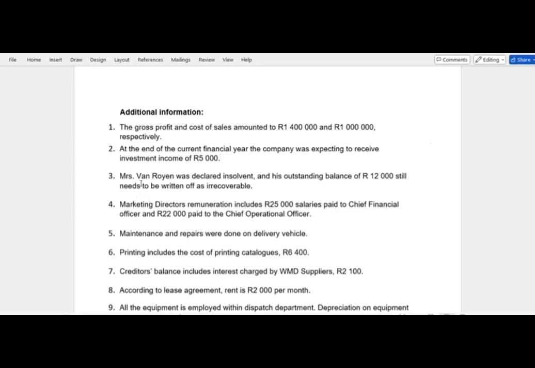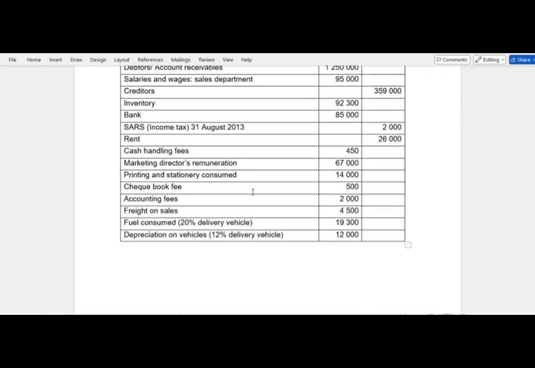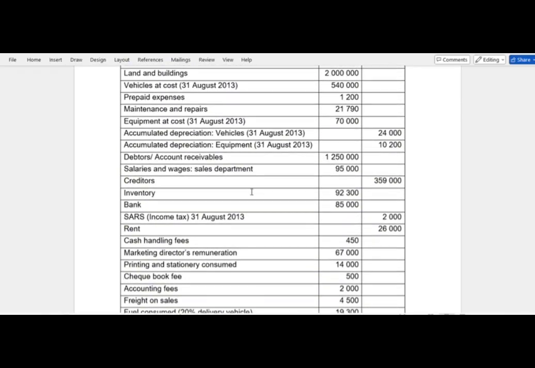The next transaction says Mrs. Van Rooyen was declared insolvent and his outstanding balance of 12,000 still needs to be written off as irrecoverable. All right. Since this transaction says so, that means we have to create an account called bad debts or credit losses, right? So 12,000 bad debts or credit losses are admin expenses, right? So admin expense, let's see if we've got credit losses in the balances that were provided from the accounting.